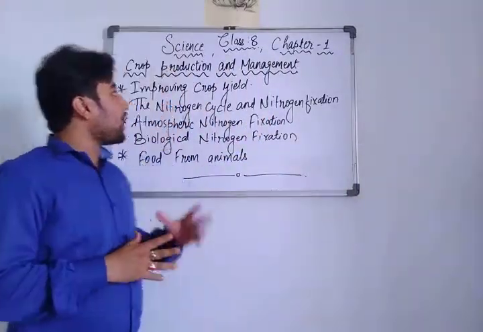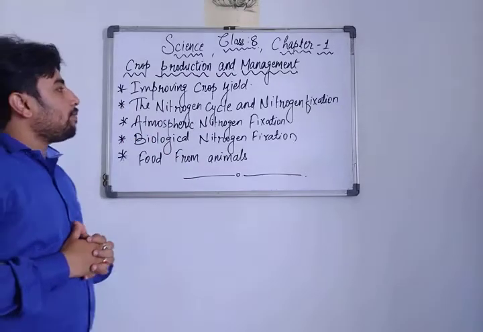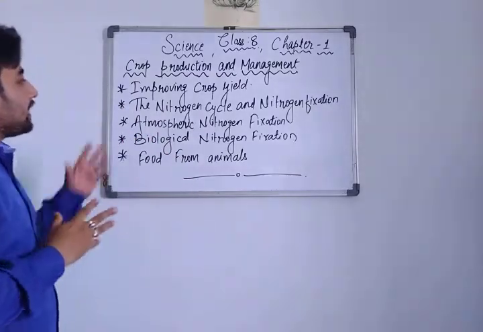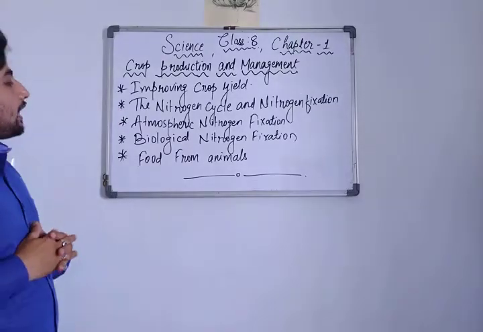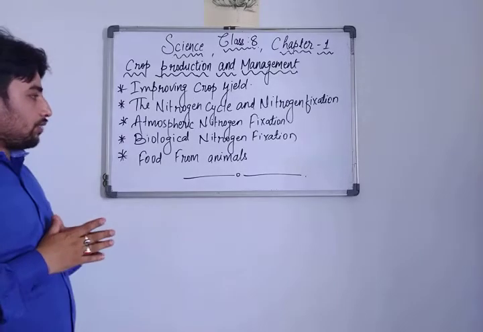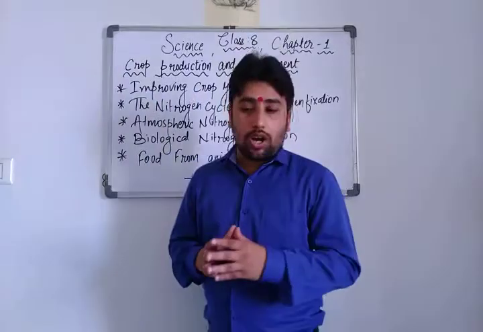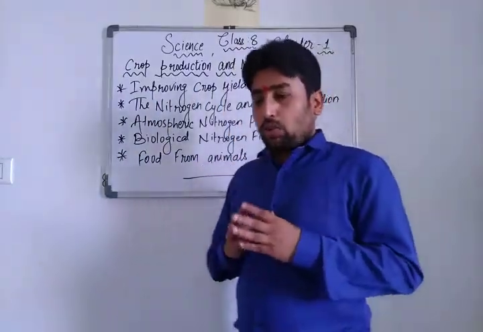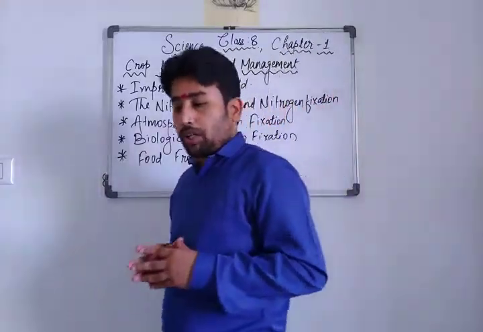In this part we are going to read about improving crop yield, meaning crop products. Second is the nitrogen cycle and nitrogen fixation. Third is atmospheric nitrogen fixation. Fourth is biological nitrogen fixation, and the last one is food from animals. These are all the topics we are going to cover today. So let us start with improving crop products or improving crop yield.